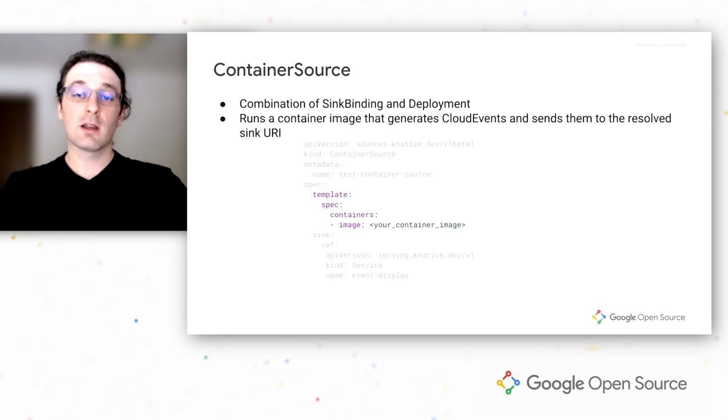As we were using sink binding, we realized that by far the most common usage was with the deployment. Container source is another meta source that combines a sink binding with a deployment. By creating this one resource, it will create a deployment with the container image you specify and an injected sink URI. This allows a very quick way to create ad hoc sources.